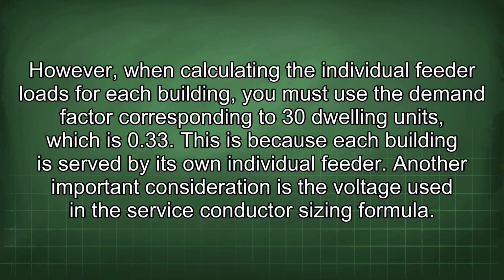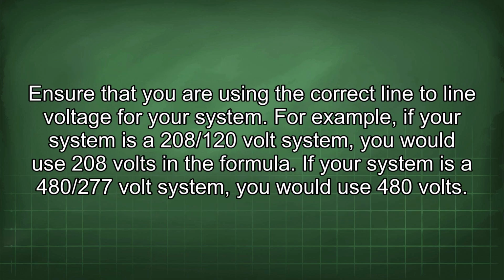However, when calculating the individual feeder loads for each building, you must use the demand factor corresponding to 30 dwelling units, which is 0.33. This is because each building is served by its own individual feeder. Another important consideration is the voltage used in the service conductor sizing formula. Ensure that you are using the correct line-to-line voltage for your system.